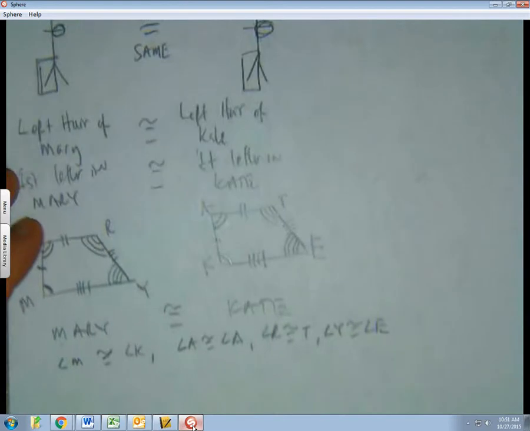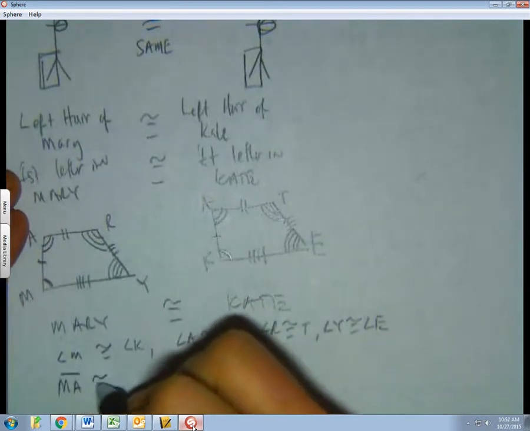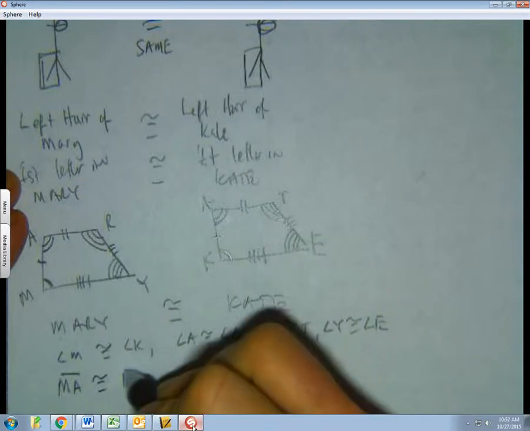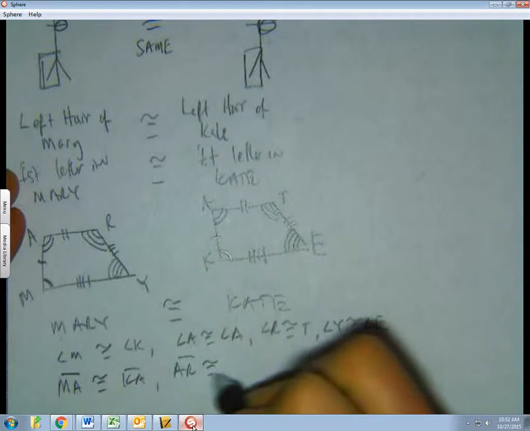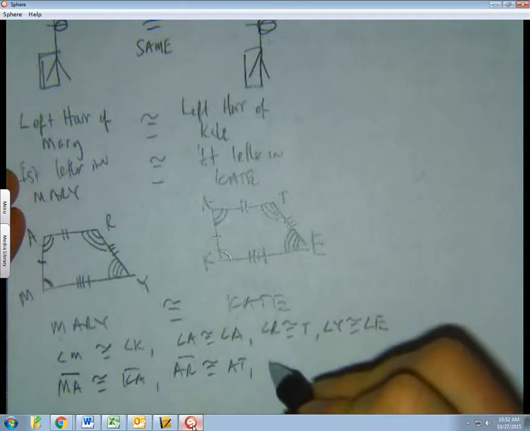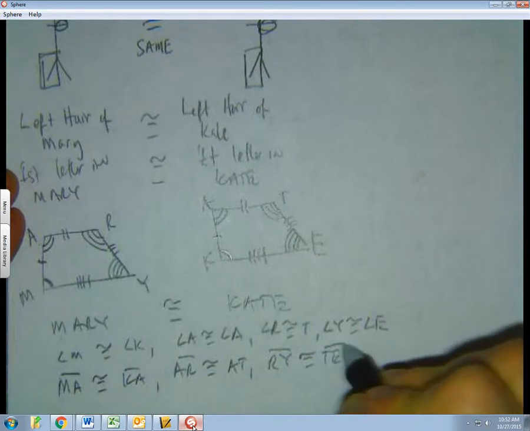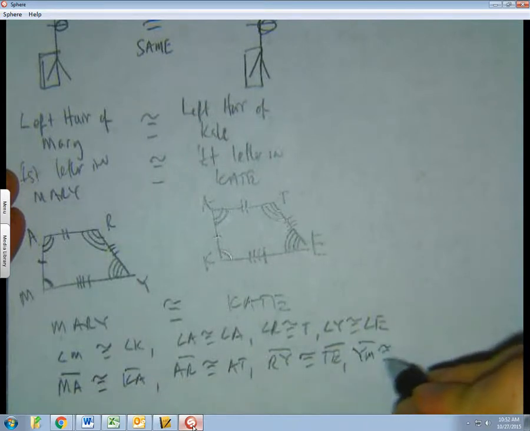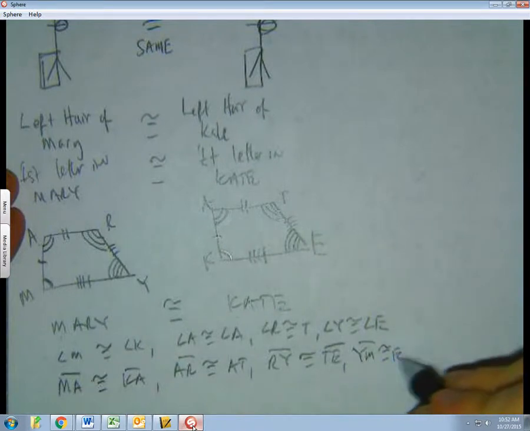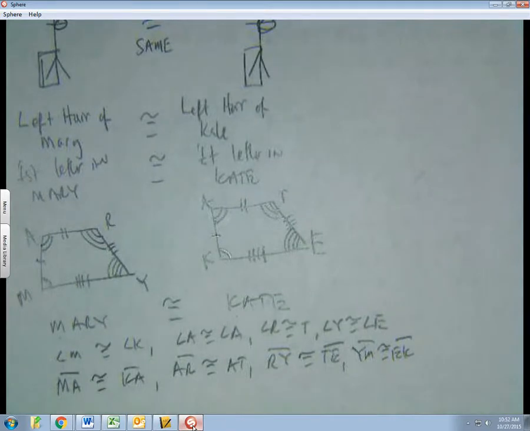So again, MA is congruent to KA. AR is congruent to AT. RY is congruent to TE. These are all segments. And YM is congruent to EK. Alright, so those are all the things that are congruent.